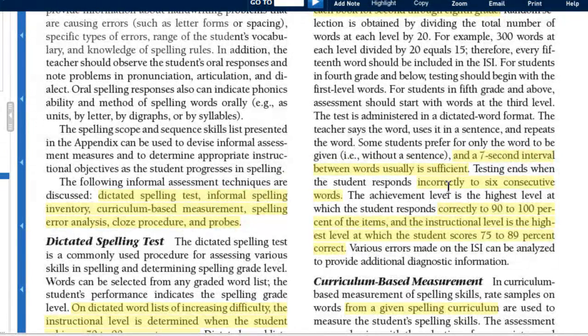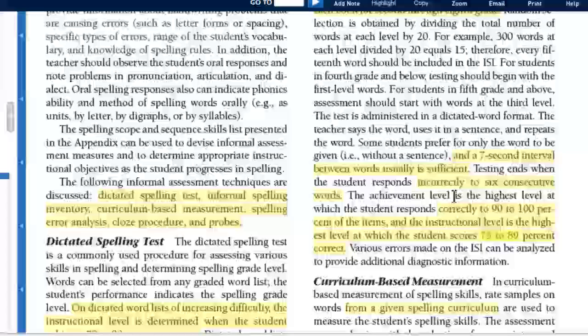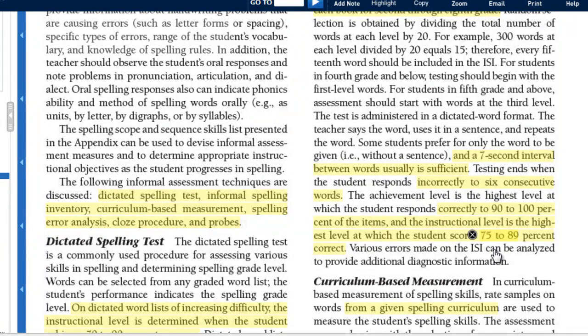And then as soon as they have 6 consecutive words incorrect, that's the frustration level. You stop. And then how you analyze it is, at whatever level they're at 90 to 100%, that's considered the achievement level, mastery. And then the instructional level is 75 to 89%, and that's where you would start teaching. Not where they got 6 consecutive wrong, because that's the frustration level. You would back up from that. Whatever grade level they're getting 75 to 89%, we would say that's our instructional level. 90 to 100, we'd say that's mastery.